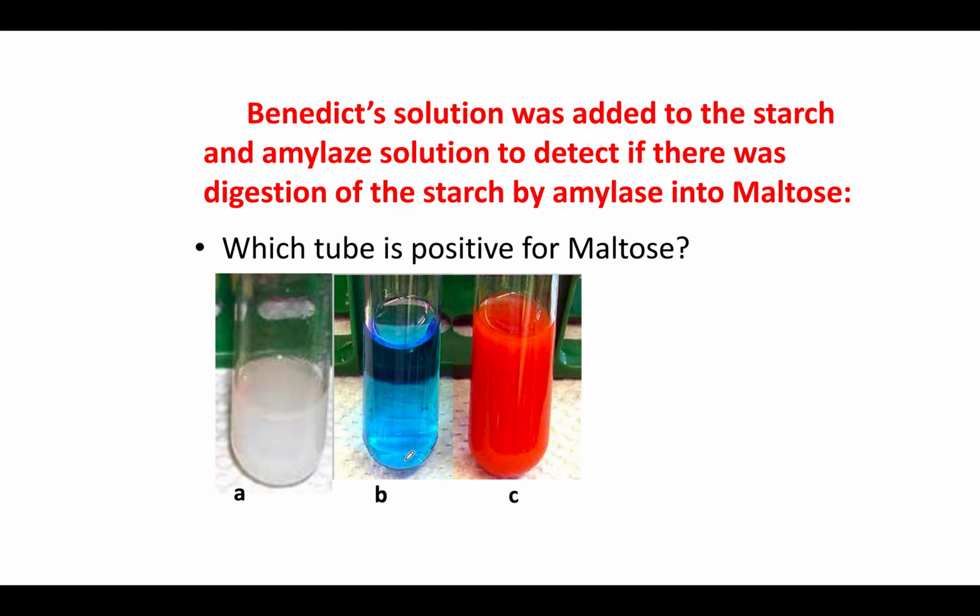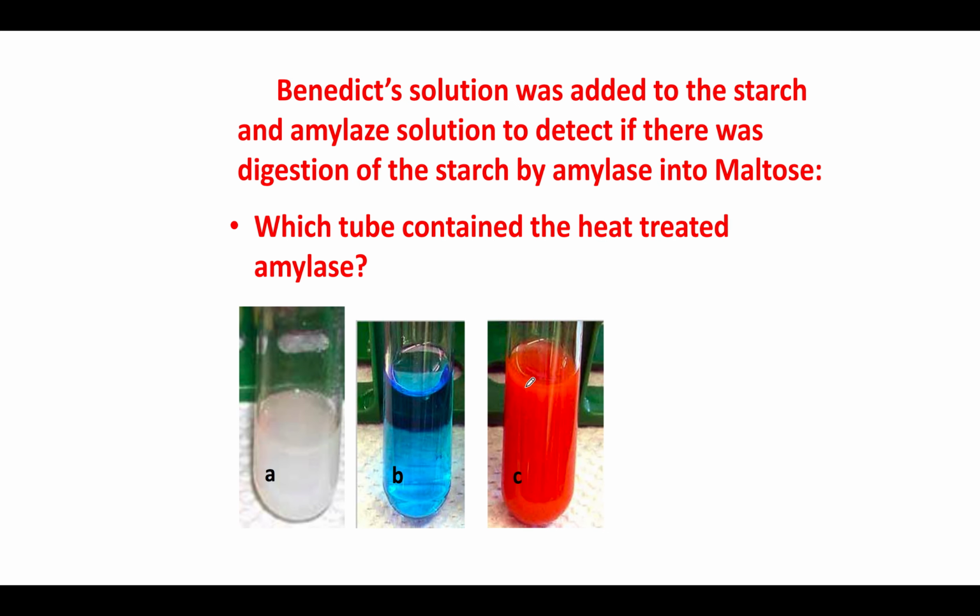Okay, so one of the questions, for example, I might ask: which tube tests positive for maltose? Of course, the red one. Which tube contained the heat-treated amylase? If it was heat-treated amylase, it means that it was negative for Benedict solution. So tube number B.